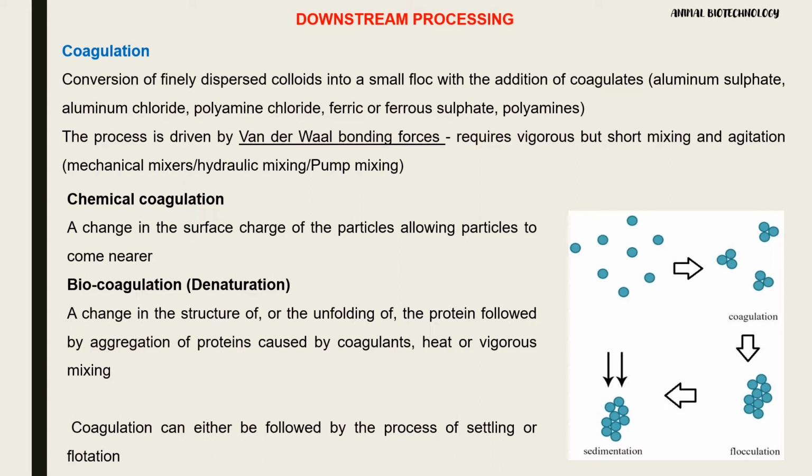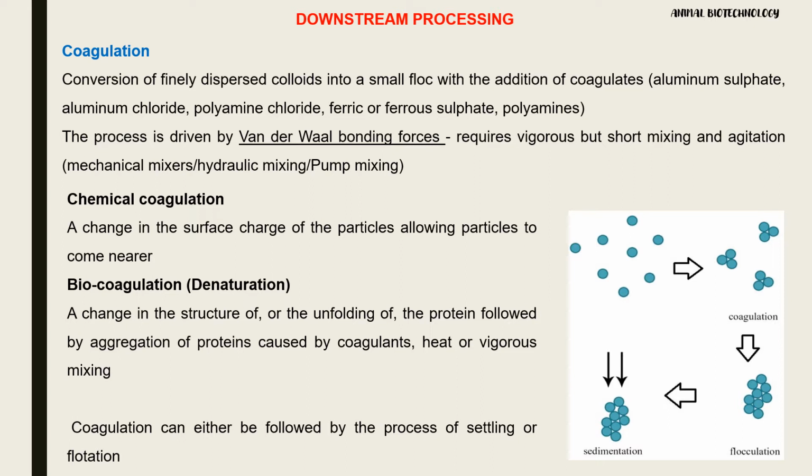In the chemical coagulation method, chemicals like sulfate salts of ammonium, ferrous or ferric sulfates, aluminium chloride, and polyamines are added and mixed vigorously for a short period of time. This leads to change in surface charge of the molecules. In most cases, coagulants neutralize the negative charge on the colloids and bring them closer.